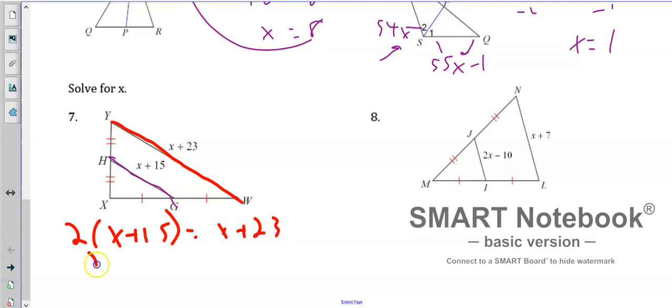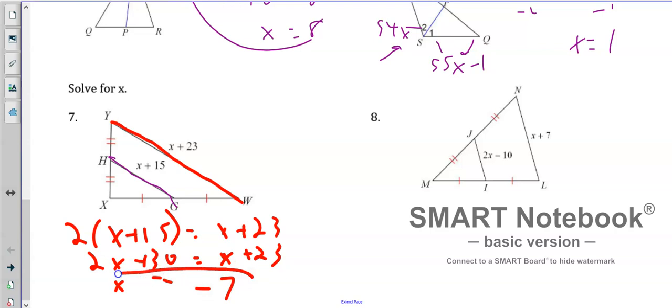So when I distribute the 2, I get 2x plus 30 equals x plus 23. Subtract x, subtract 30, and I get negative 7. Again, an answer of negative 7 for x is okay. If I plug it in to check, 23 minus 7 is 16. 15 minus 7 is 8. 8 is half of 16. That is correct.